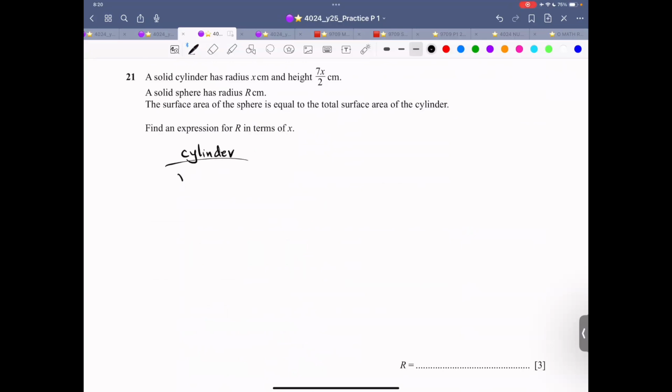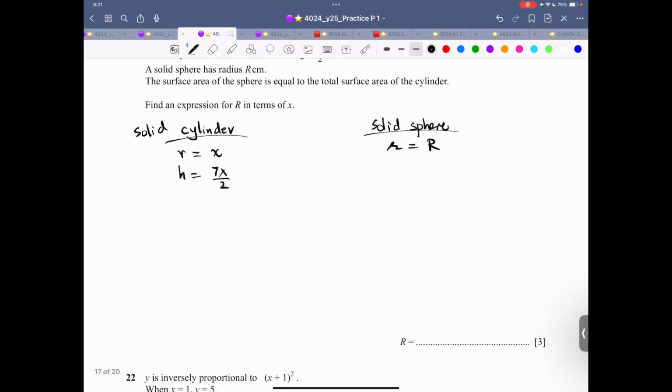The radius of that cylinder, and it's a solid cylinder, is given as x. The height is given as 7x over 2. There is a solid sphere, and the radius is given as capital R. The surface area of the sphere is 4 pi capital R squared, which is equal to the total surface area of the cylinder.